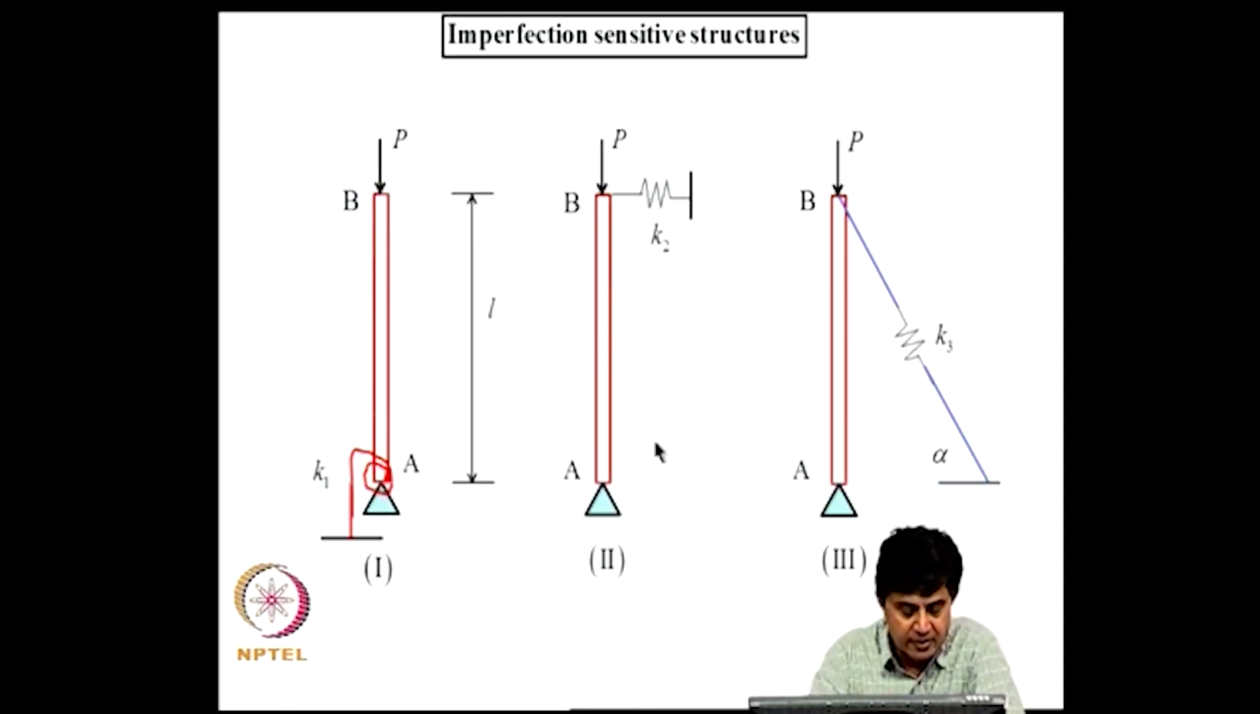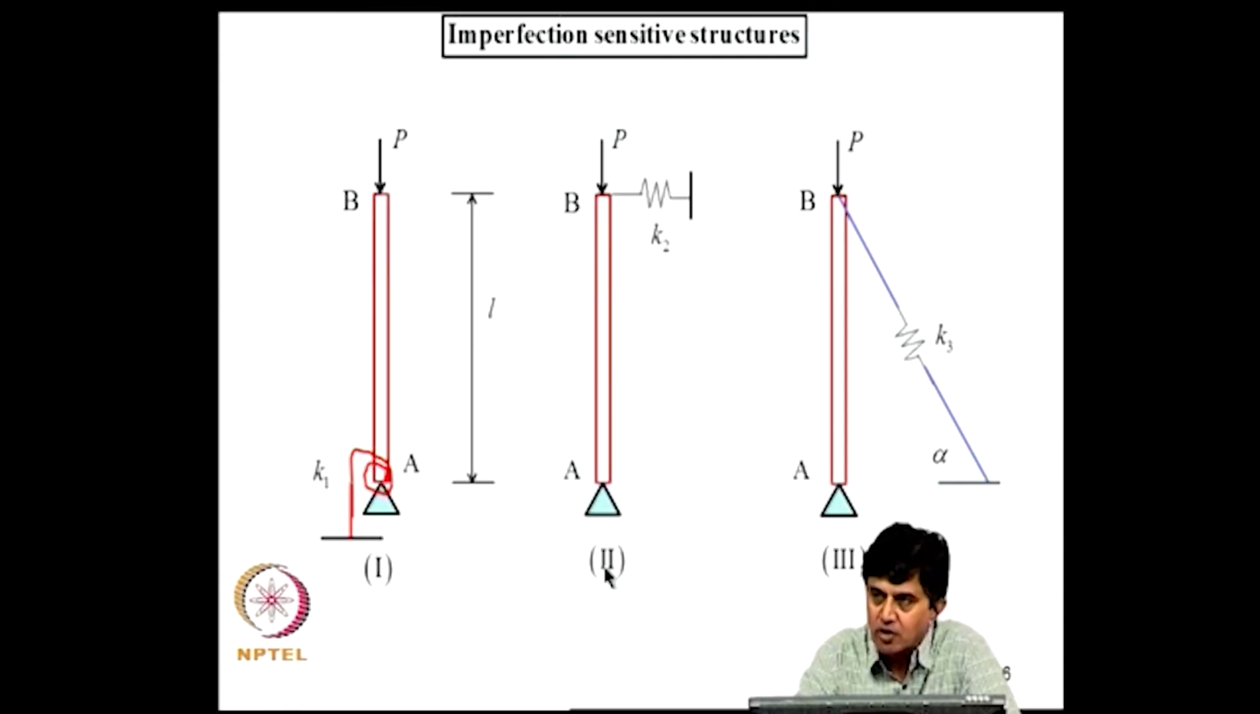There are 3 arrangements. In the first arrangement the bar is hinged here and supported on a rotary spring. In all the arrangements the bar is hinged at A, and in the second arrangement the bar is supported at the point B through this spring, whereas in the third case the bar is supported through an inclined spring along an inclined axis as shown here. I will call these configurations 1, 2 and 3.